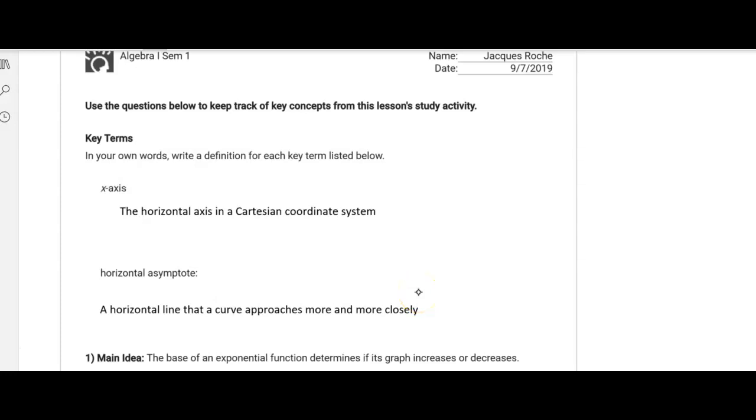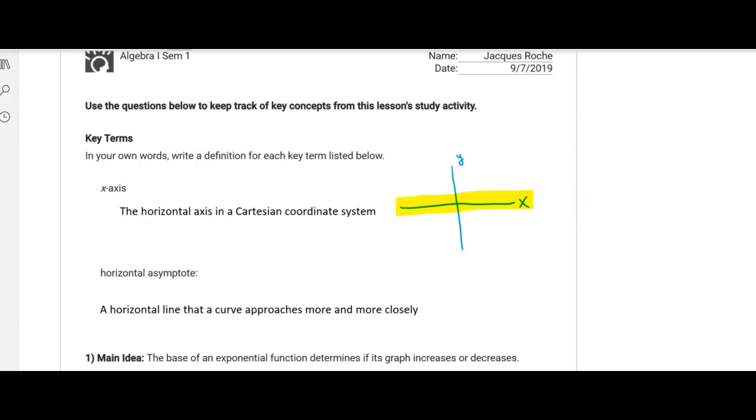All right, this is 6.3, and this is about graphing exponential functions. We're going to be flipping back and forth here, but you should be able to keep up. First thing is some definitions. What is the x-axis? Well, you know what the coordinate plane is, and there are two axes: the x-axis and the y-axis. The horizontal axis is your x-axis, and the vertical axis is your y-axis.